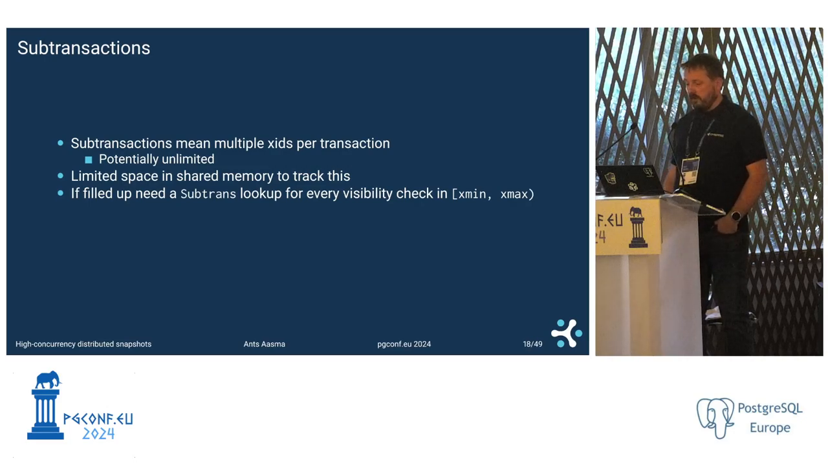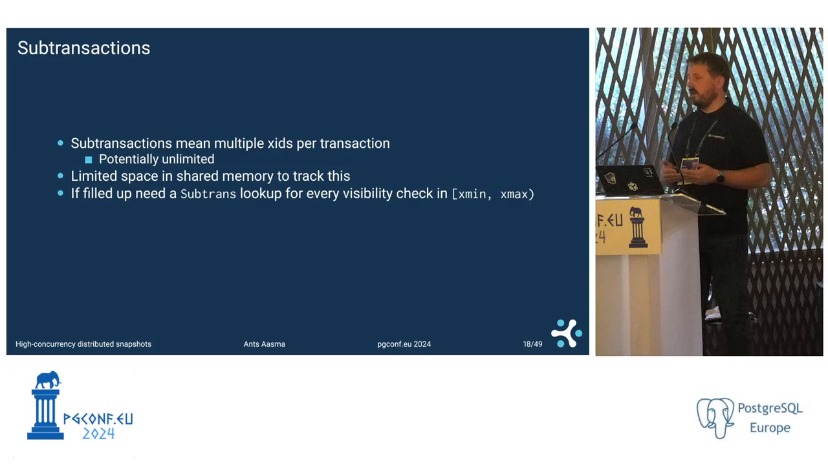But more importantly, we have some issues with subtransactions. So subtransactions means that we can have an unlimited amount of transaction IDs effectively for each top-level transaction. And we need to also include those in the snapshots to figure out whether they're running or not. And there is some limited space in proc array to store this information. Right now it is 64 subtransactions, which means that if we cannot track this in shared memory anymore, then the snapshots that we build do not know about every running transaction.